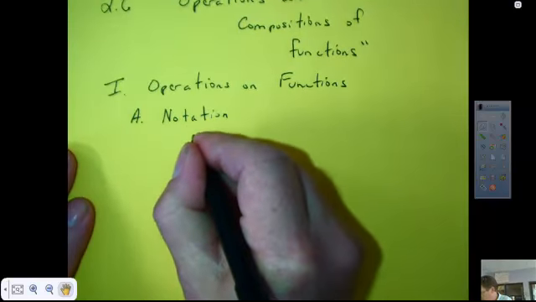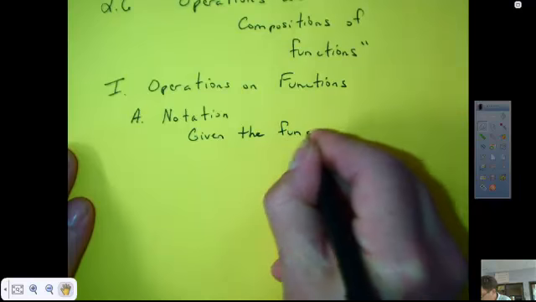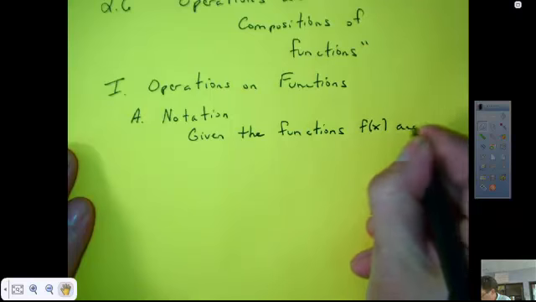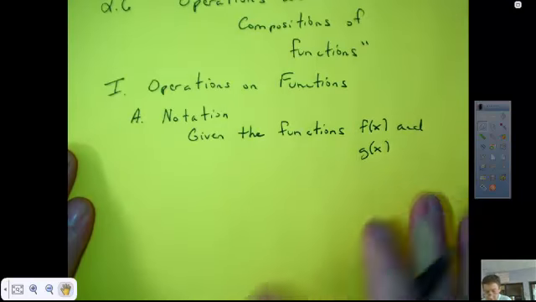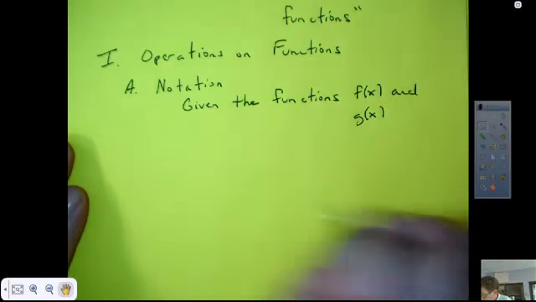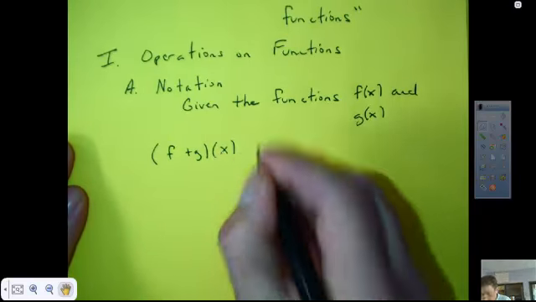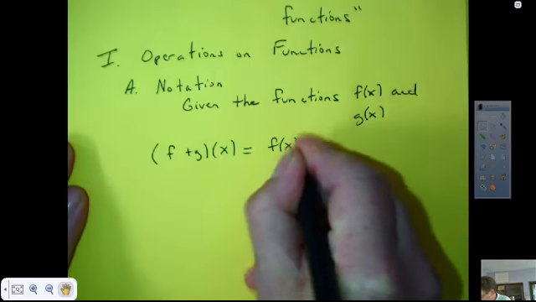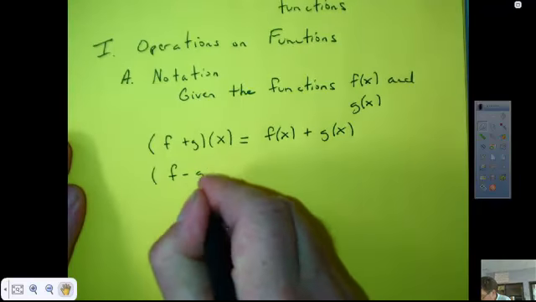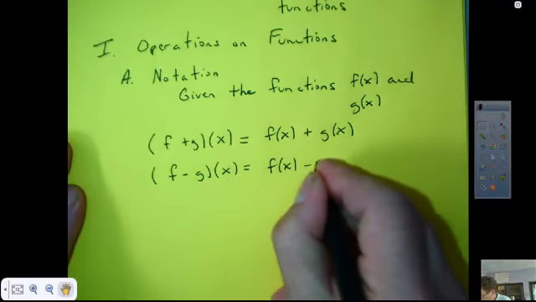So if we're given the functions f of x and g of x, then the notation this book is using, if it has an f plus g, that says you're going to take f of x plus g of x. If it has an f minus g, that's f of x minus g of x.